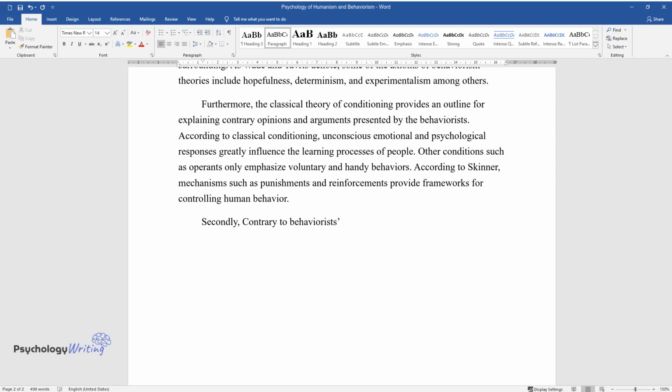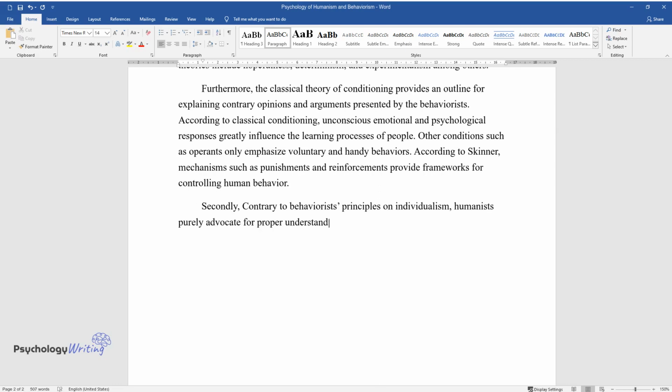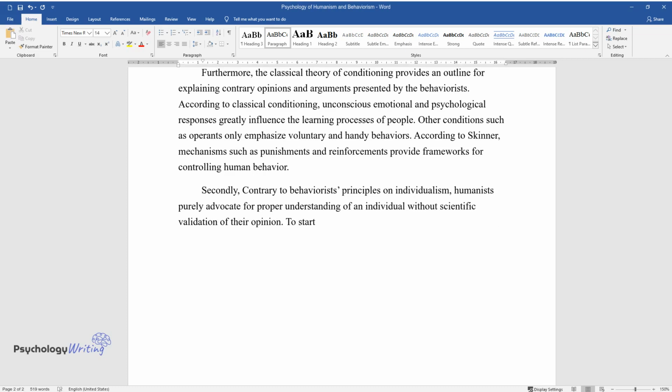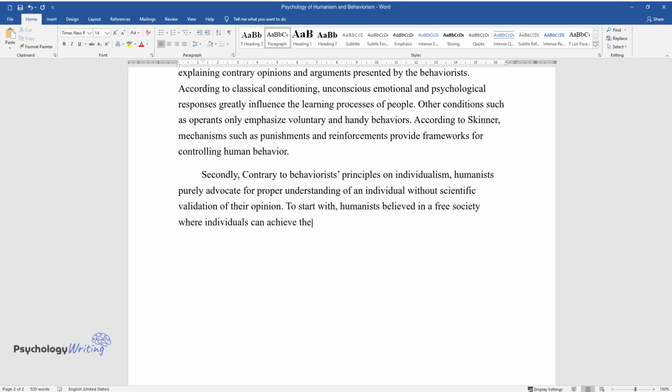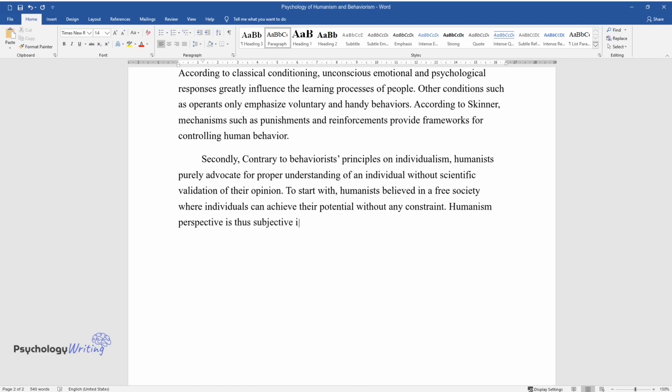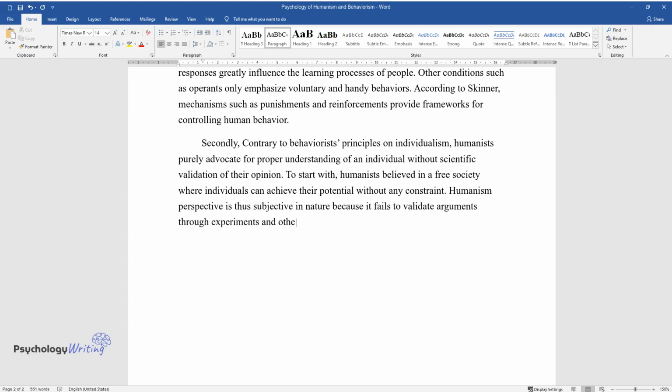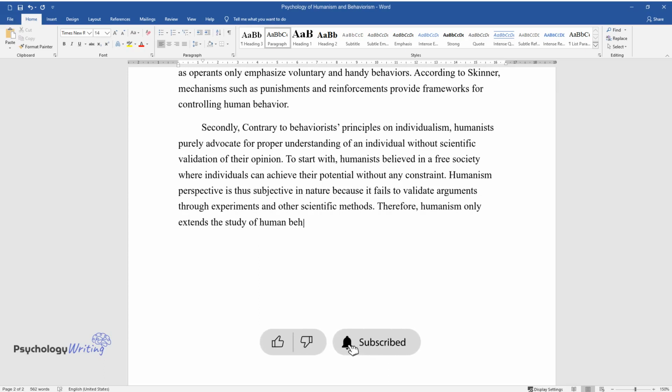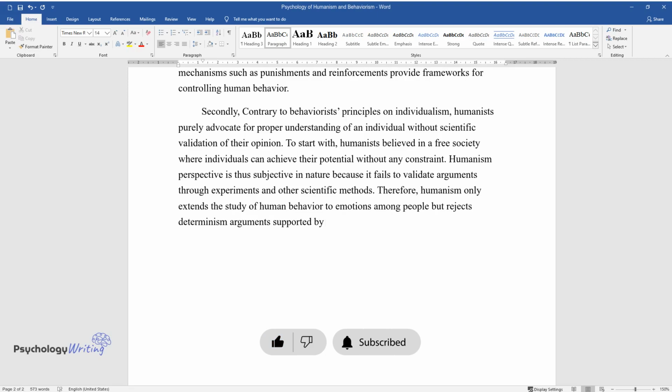Secondly, contrary to behaviorists' principles on individualism, humanists purely advocate for proper understanding of an individual without scientific validation of their opinion. To start with, humanists believed in a free society where individuals can achieve their potential without any constraint. Humanism perspective is thus subjective in nature because it fails to validate arguments through experiments and other scientific methods. Therefore, humanism only extends the study of human behavior to emotions among people but rejects determinism arguments supported by behaviorists.